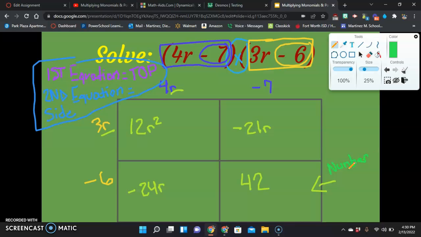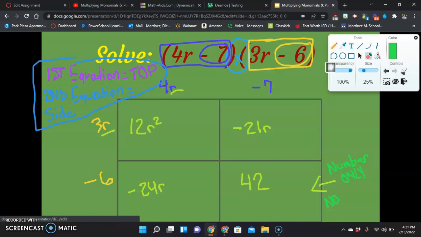Number only, no variable. There we go. Ooh, this is awful. I need to change my writing utensils. Maybe next time.